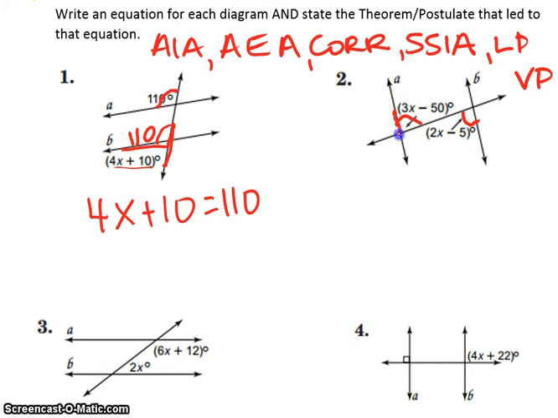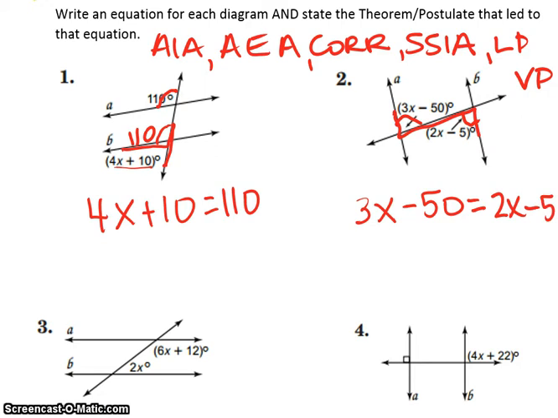And that also makes a Z. So when lines are parallel, I know that AIAs are equal. So I can set these two, 3x minus 50, equal to 2x minus 5, and solve from there.